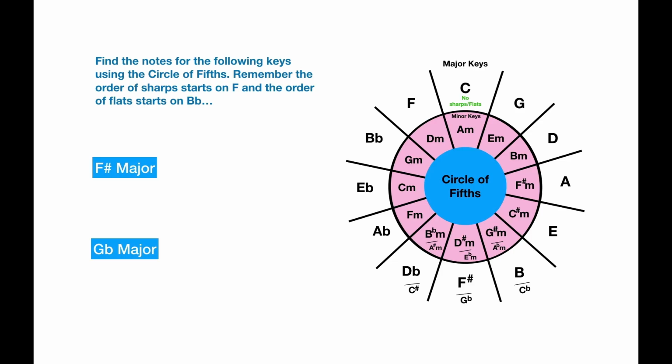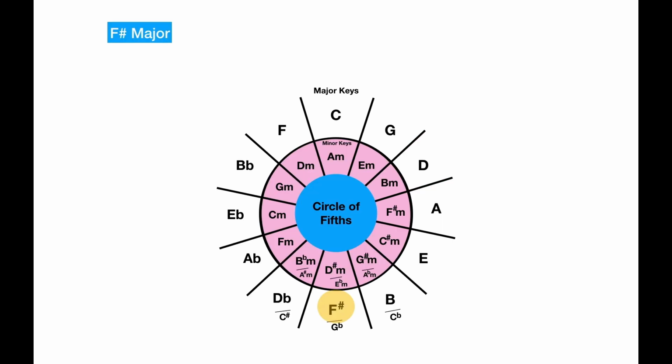In today's exercise, I've given you two more major scales to find the notes for using the circle of fifths. So to start with, we've got F sharp major. So we look for the F sharp in the outer circle. There it is at the bottom. We're going to write down the 7 notes of an F sharp major. So that will be F, G, A, B, C, D and E.